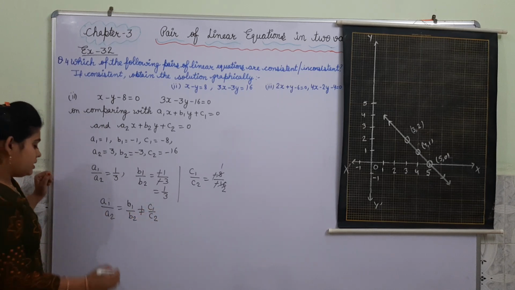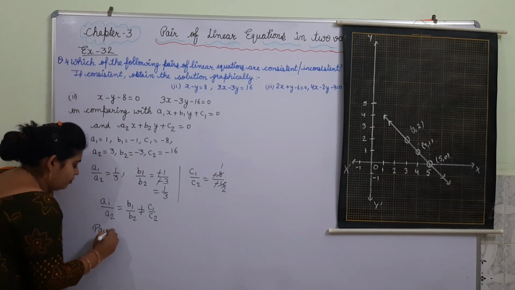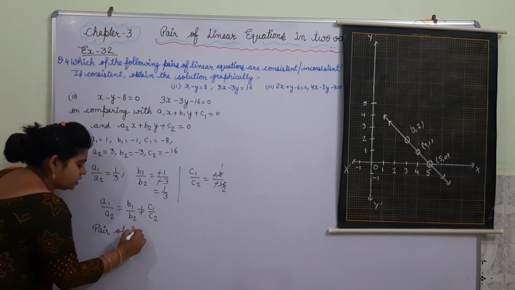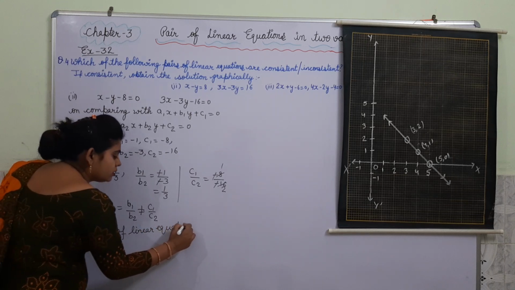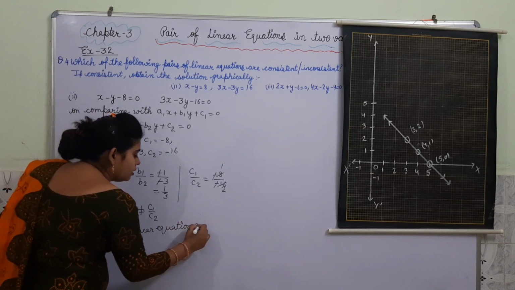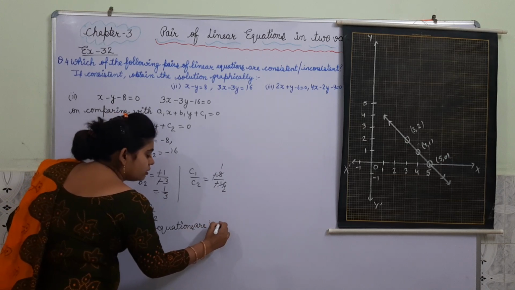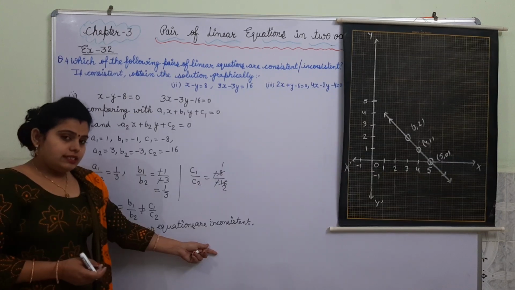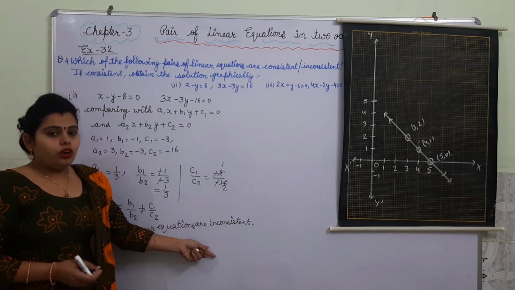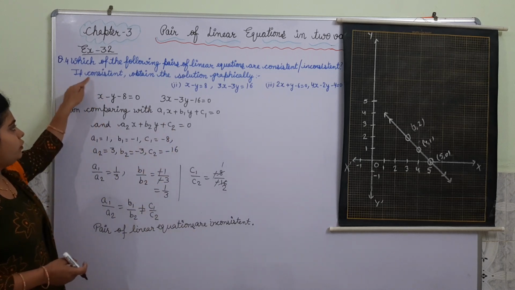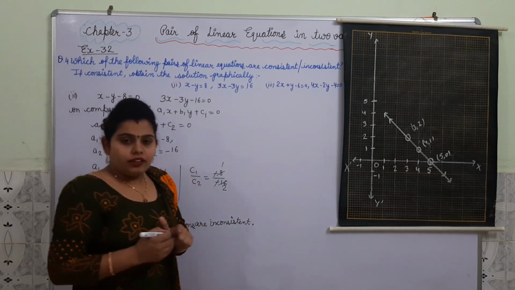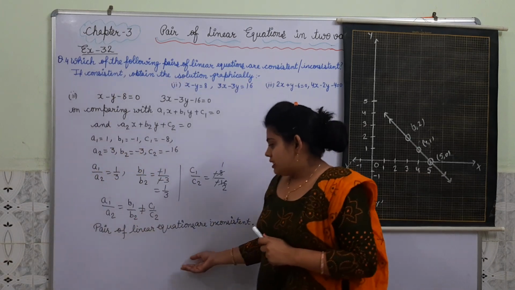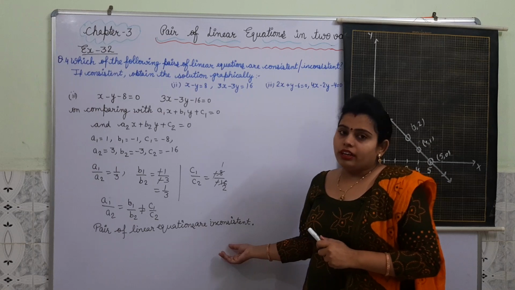So in this case the pair of linear equations is inconsistent. If it is inconsistent, then there is no need to draw a graph, because what is asked in the question is consistent. If it is consistent, then obtain the solutions graphically. And if these are inconsistent, then there is no need to draw a graph in this part.